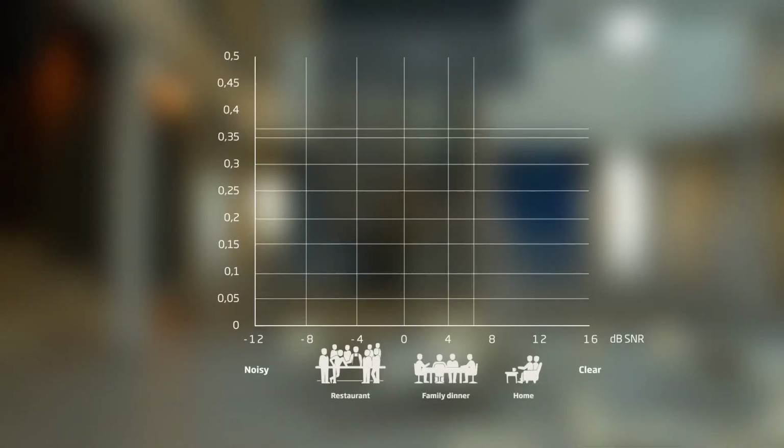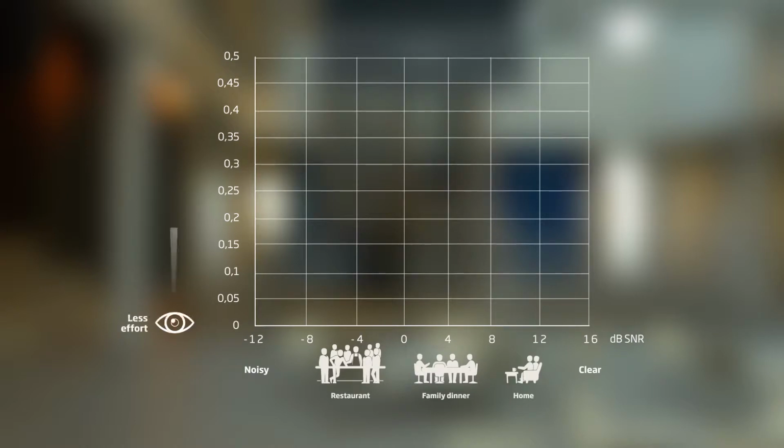So let's go back to the graph showing the different listening environments. Now the y-axis represents pupil dilation or cognitive load. The more dilated the pupil is, the more effort is put into understanding the speech. Mind you, putting effort into any given task is not necessarily a bad thing. If you put effort into something, you do it because you think it's worth it. You get something out of it.